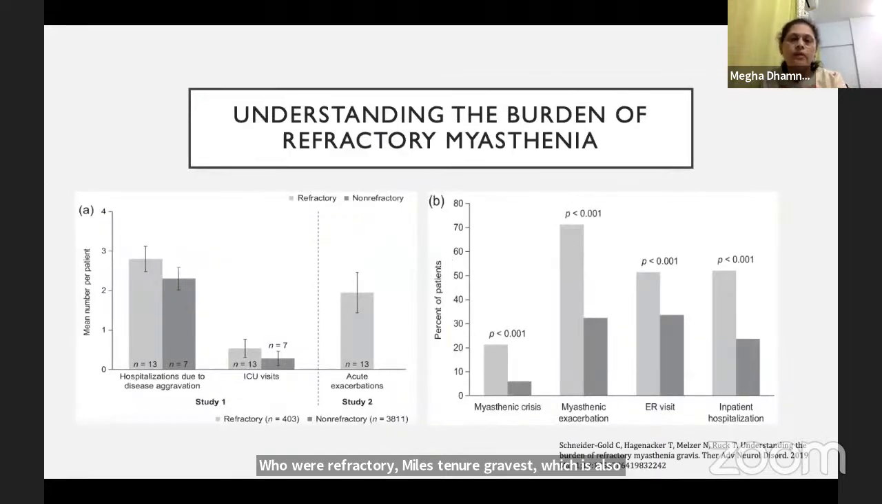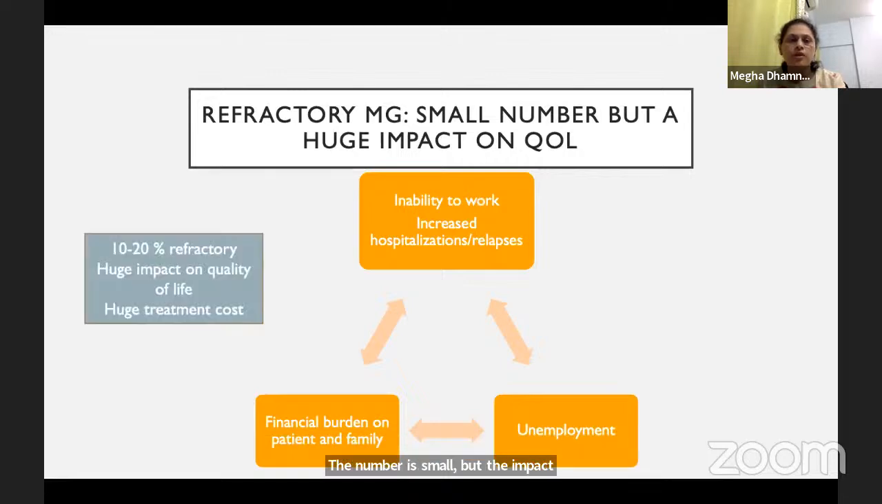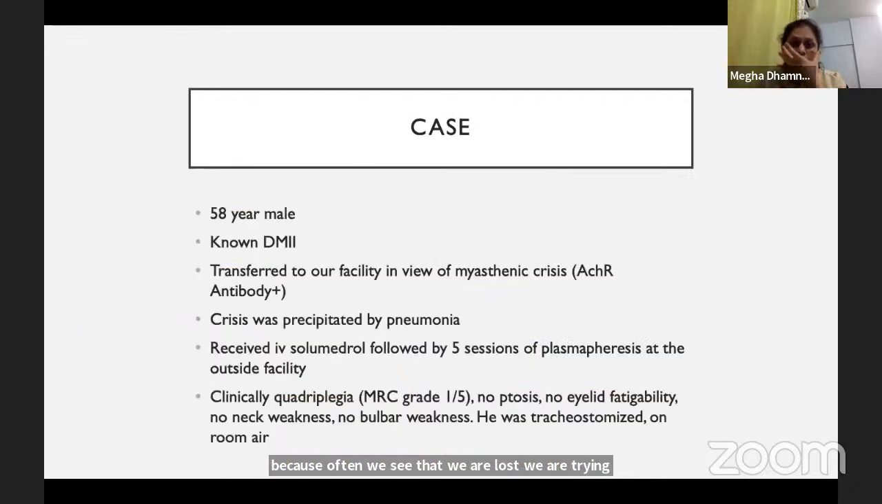So, understanding the burden, we talk about a small number, but if you see, these refractory patients have risk of crisis, higher myasthenic exacerbations, maximum ER visits, and inpatient hospitalization. So the number is small, but the impact is huge on quality of life. The cost of treatment is quite high, and hence we need to find out how do we treat these patients, because often we see that we are lost. We are trying everything, but then we are lost in treating these patients in achieving the remission.